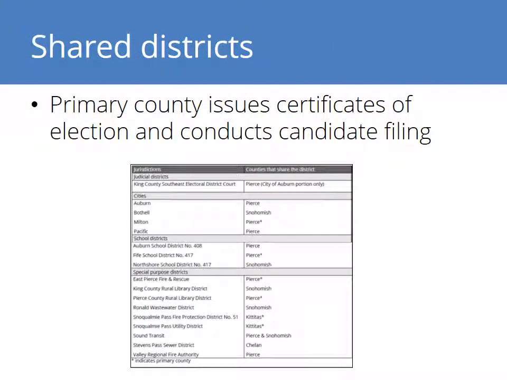For jurisdictions that fall into more than one county, the primary county conducts the candidate filing and issues certificates of election. The primary county is the one that has the majority of the voters. A list of shared jurisdictions is included in the Jurisdiction Manual. The primary county is indicated in the chart.